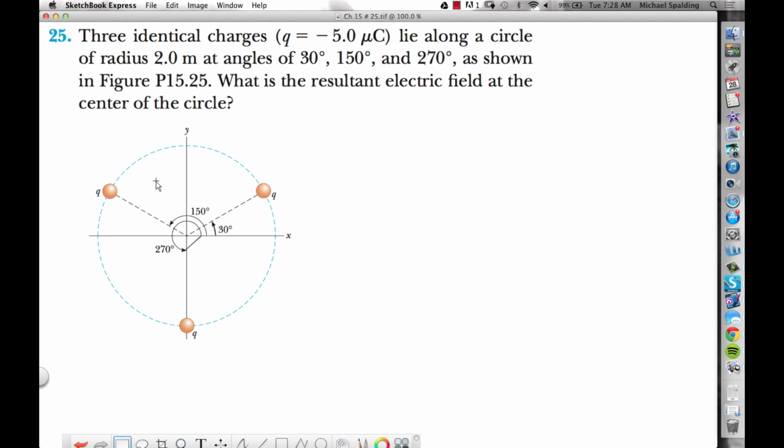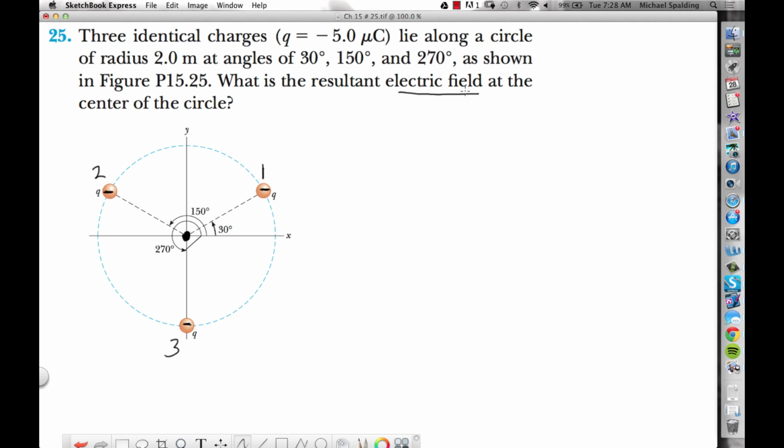All right, 25. So we have three identical charges. They're all negative. So this guy's a negative charge, this guy's negative, that guy's negative. Now look, I like to number the charges so then we can talk about them easier. So we're going to say that this guy is charge number 1, this guy's charge number 2, this guy's charge number 3.